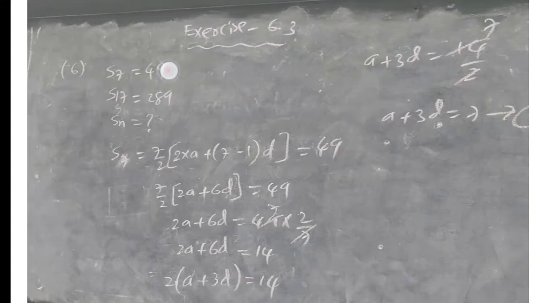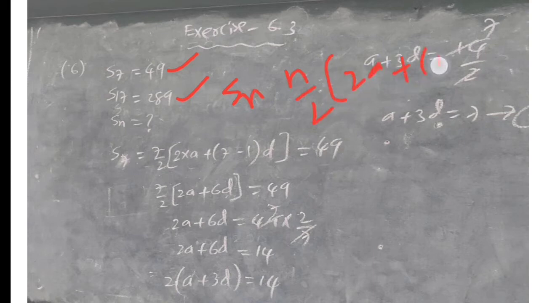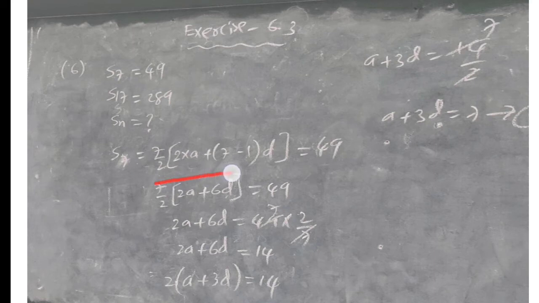So here S7 and S17, two values are given. First S7 equals, what is the formula? The Sn formula is n by 2 of (2a plus (n minus 1) into d). I am using that formula. So n value is how much? 7. So 7 by 2 of (2a plus (7 minus 1) into d) equals 49. Next, 7 by 2 of (2a plus 6d) equals 49, because 7 minus 1 is 6.